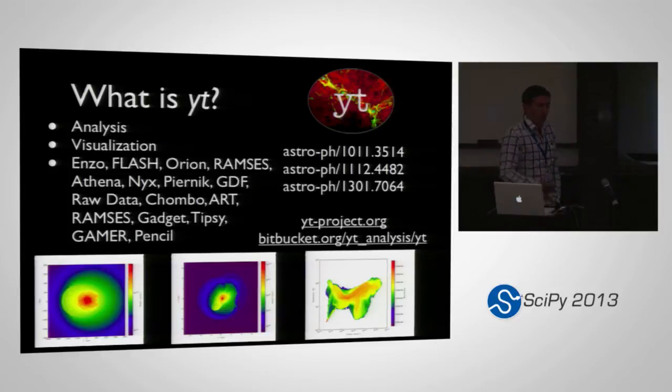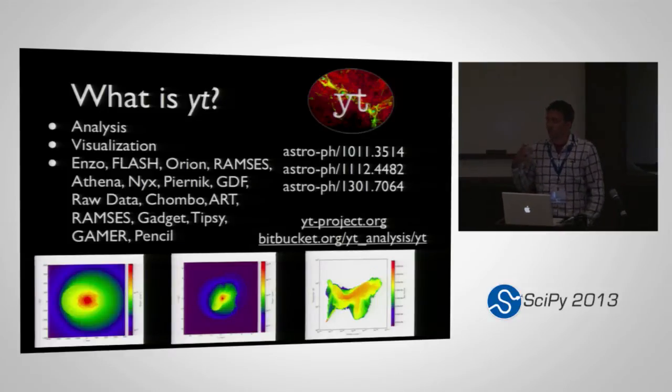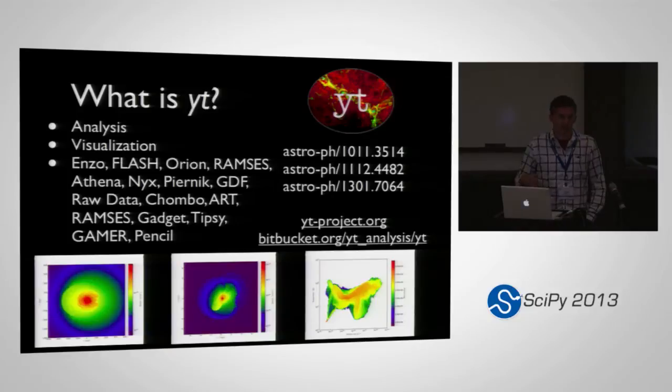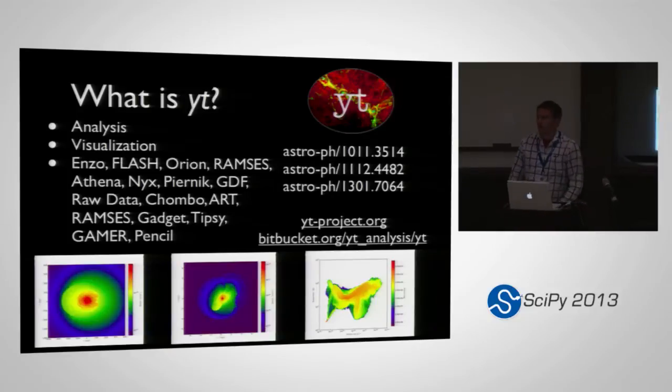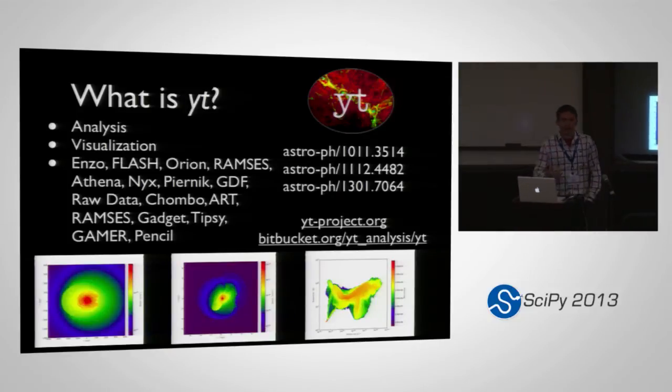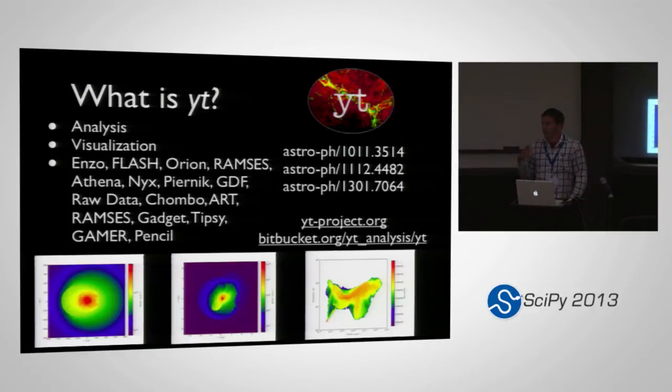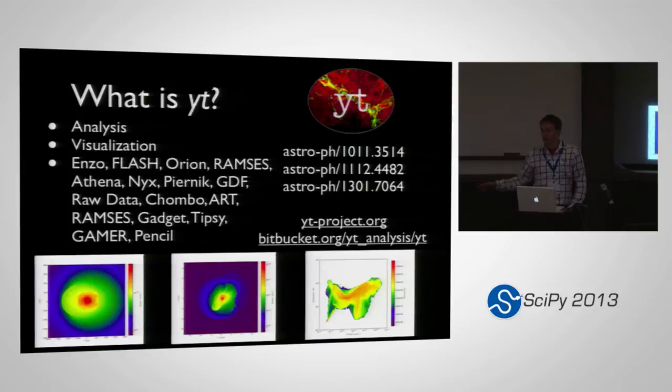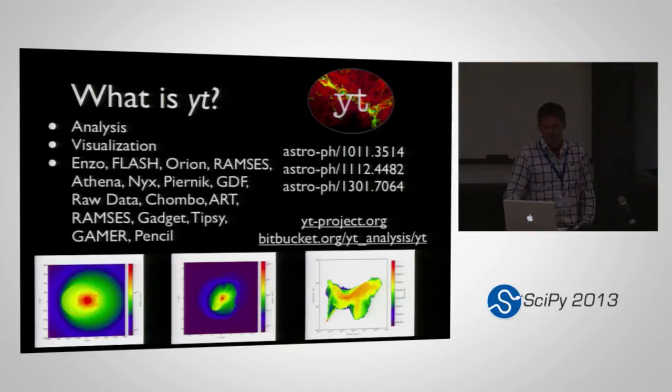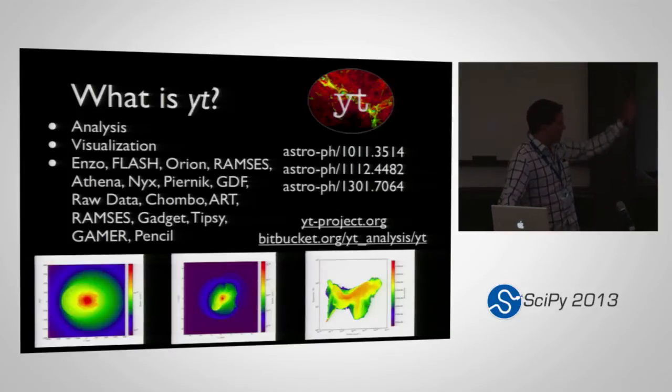So if you're an astronomer, you might see all these code names up here, and you'll realize that now encompasses really a majority of the codes in at least cosmological astrophysical simulations. And we're branching into things like Athena and kind of uniform data and Castro. And so we're starting to branch out into all of the branches of computational astrophysics. There's lots of papers on the arXiv. You can do simple things like slices or projections or phase plots.